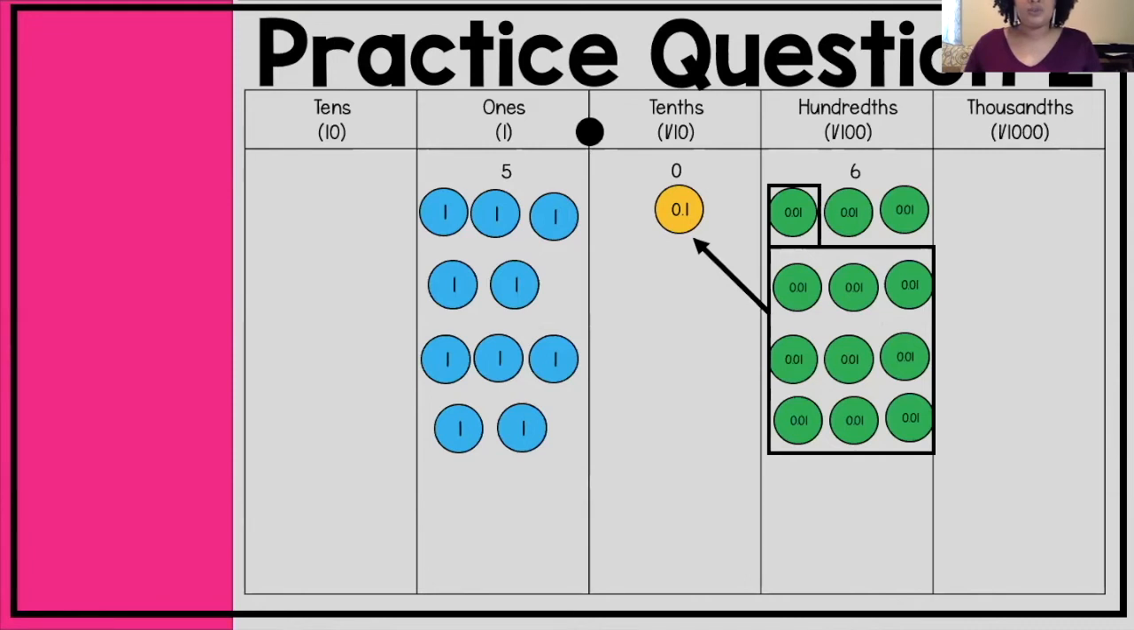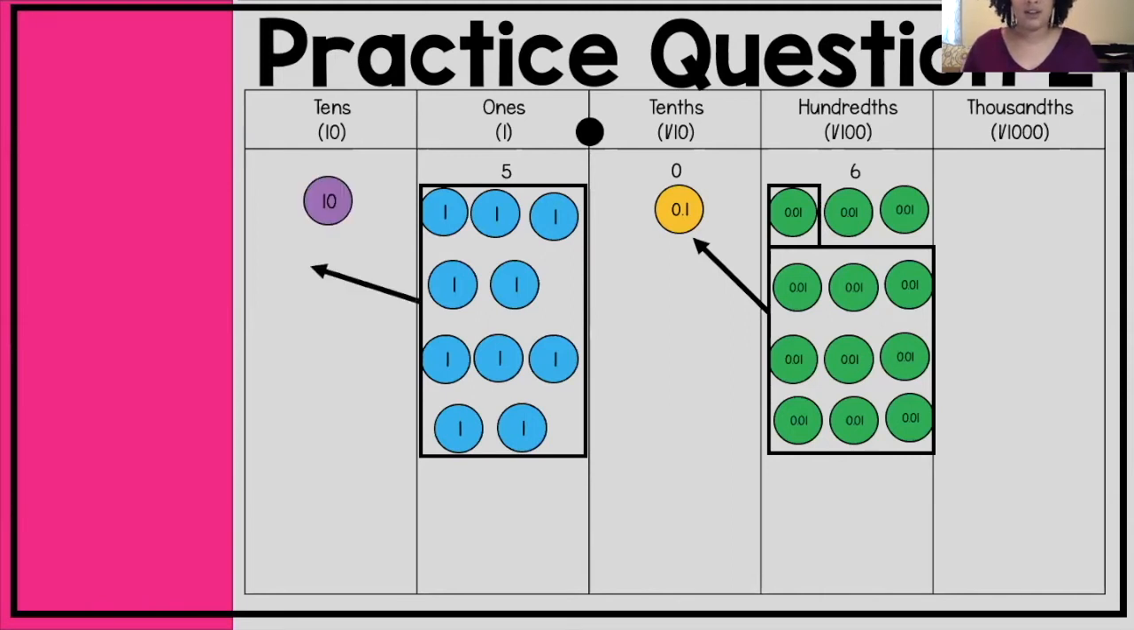So now I'm going to move over to my ones place. Let's see if I can make a group of 10. 1, 2, 3, 4, 5, 6, 7, 8, 9, 10. I can make a group of 10. So I'm going to rename my 10 ones as 1/10.